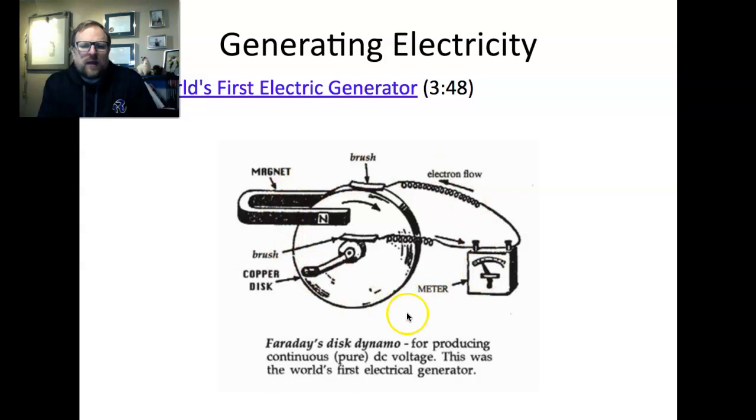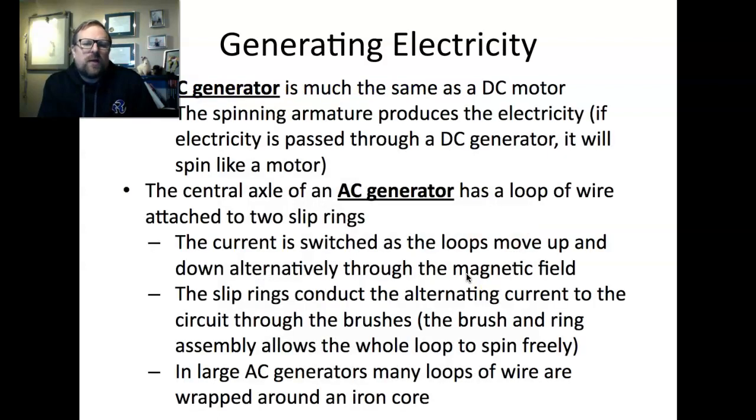This is another diagram of what Faraday's disc dynamo looked like and how he used a magnet, and we had brushes, and he had a copper disc that was spinning, and there was a flow of electrons that was created out of this, and he could register it on a voltmeter, which I think is really kind of cool. Our operations are way, way, way bigger than that.